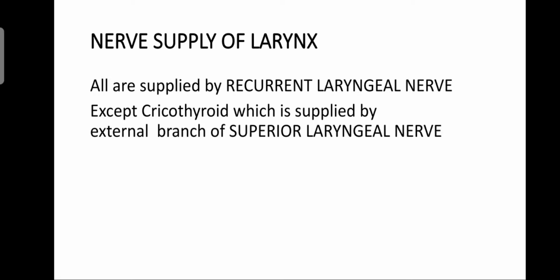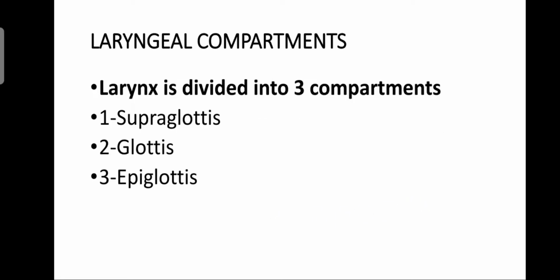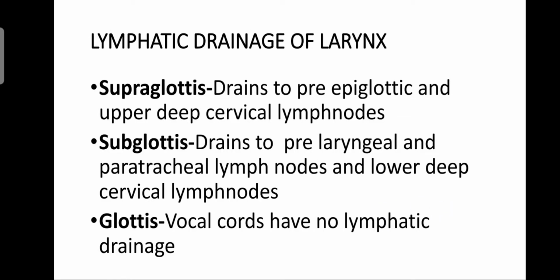Nerve supply of larynx. All are supplied by recurrent laryngeal nerve except cricothyroid, which is supplied by external branch of superior laryngeal nerve. Laryngeal compartments. Larynx is divided into three compartments: supraglottis, glottis and subglottis.